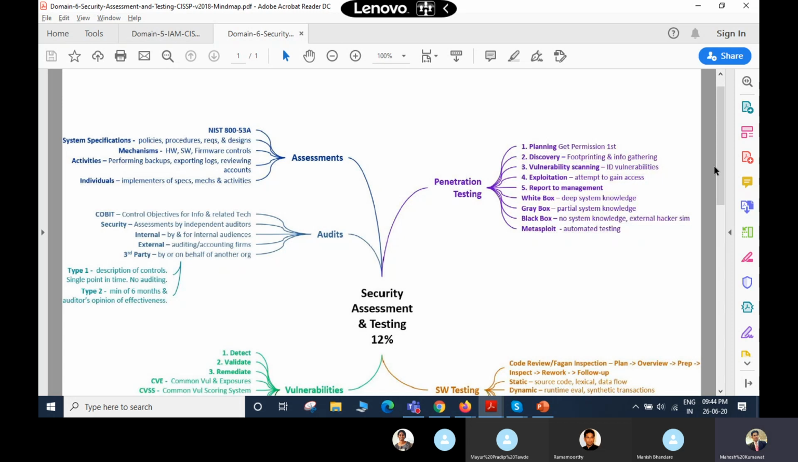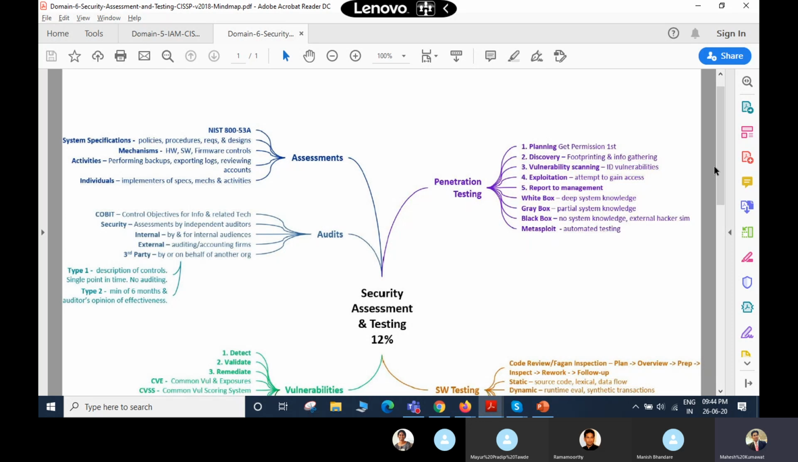This should be very clear in your thought: what you are going to achieve by doing a penetration testing. Once you have a clear understanding of that, and you have approval and an agreement from the management, then you go to planning, get permission first. That's done. Next is discovery, footprinting and information gathering.